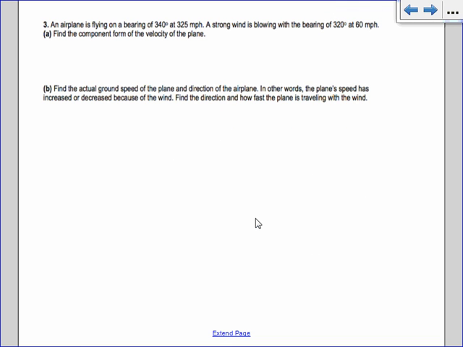All right, so number 3, it says an airplane is flying on a bearing of 340 degrees at 325 miles per hour. So 340 degrees is going to put it almost past 270. So it's 20 degrees away from the north line again. So he's going that way at 325 miles per hour. A strong wind is blowing with a bearing of 320.